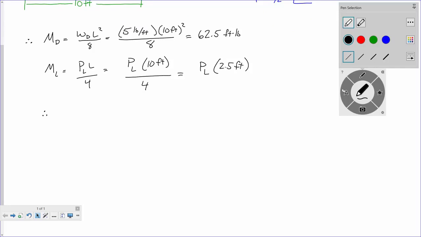I've got dead load moment, I've got live load moment. What can I do with that? Okay, so factored total moment is what? There we go.